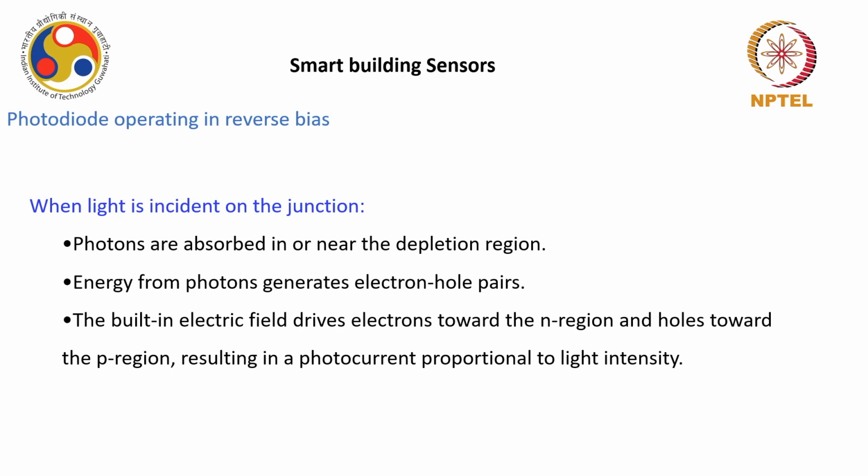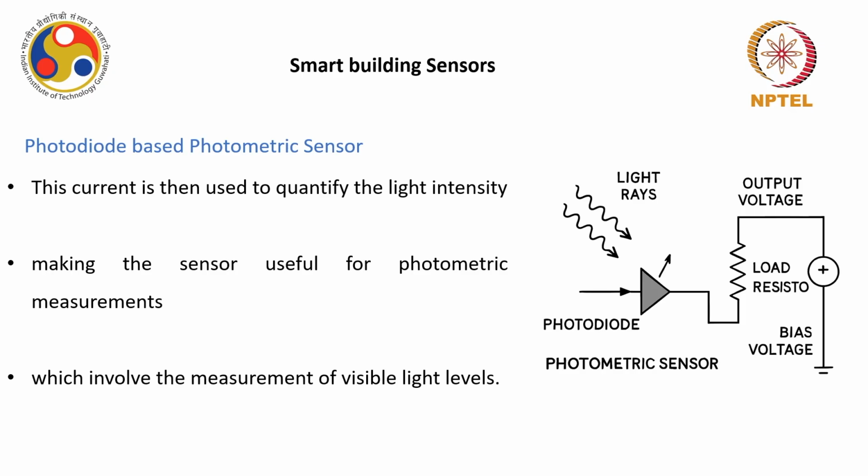The built-in electric field drives electrons towards the N region and holes towards the P region, which results in a photocurrent which is proportional to the intensity of the light. This current is then used to quantify the light intensity, making the sensor useful for photometric applications. This involves the measurement of visible light levels, anything from 360 to 800 nanometers.